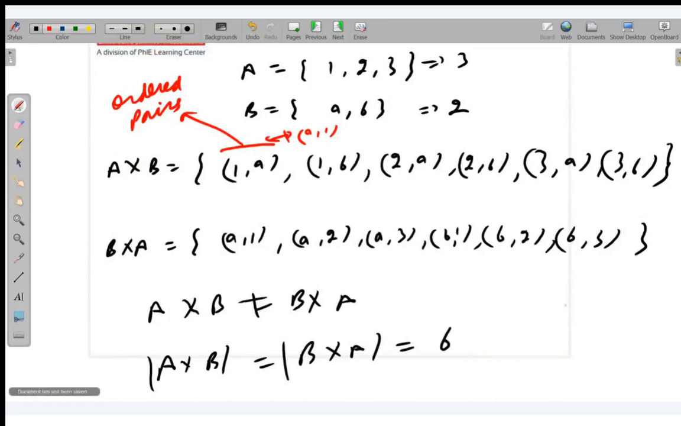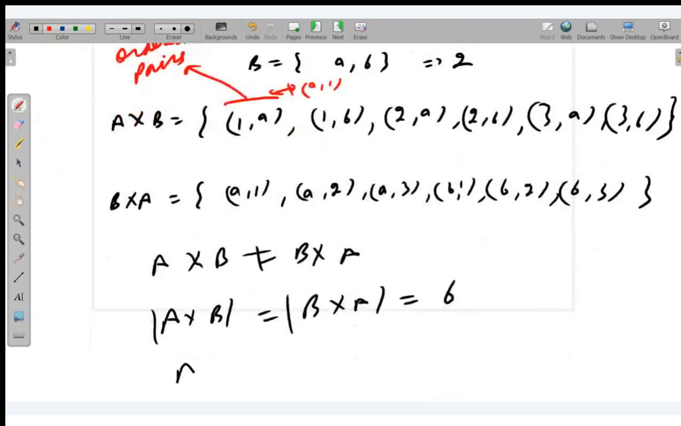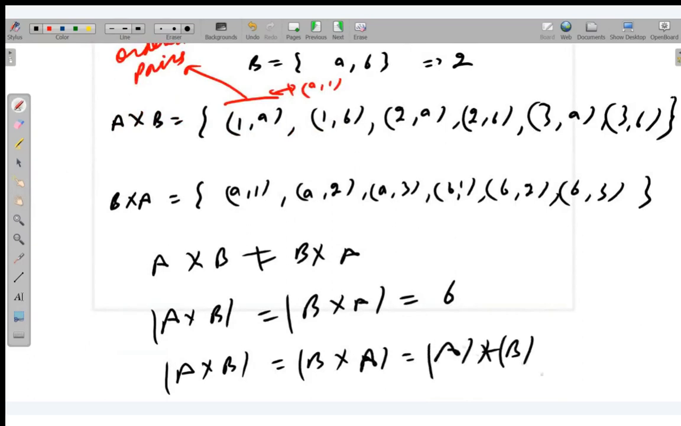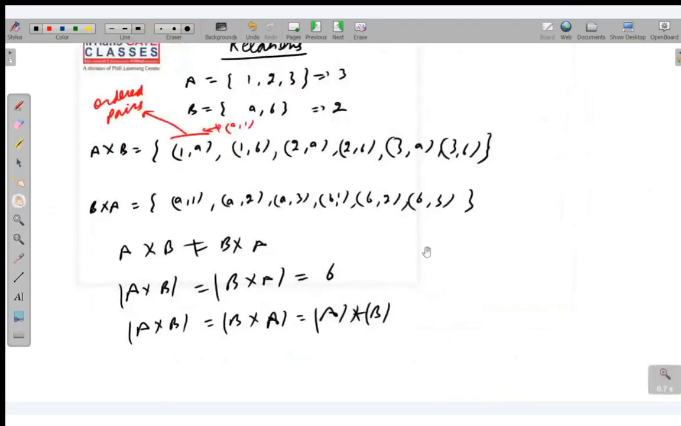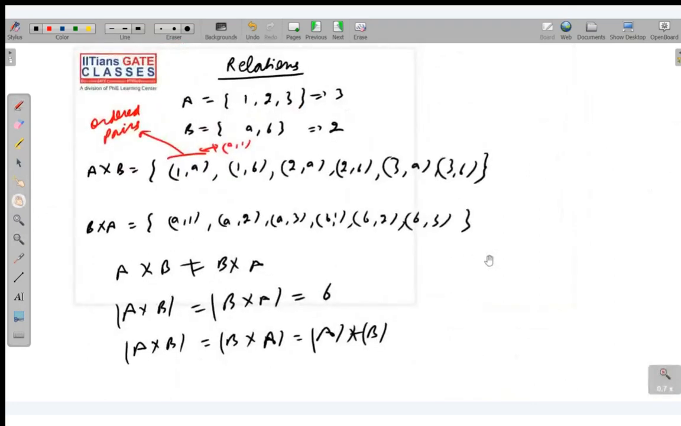And how have we got 6? You can say it like this also: the cardinality of A cross B is equal to the cardinality of B cross A, which is equal to the cardinality of A multiplied by the cardinality of B. I think that is very obvious. Any doubt? No, sir. Understood, sir.